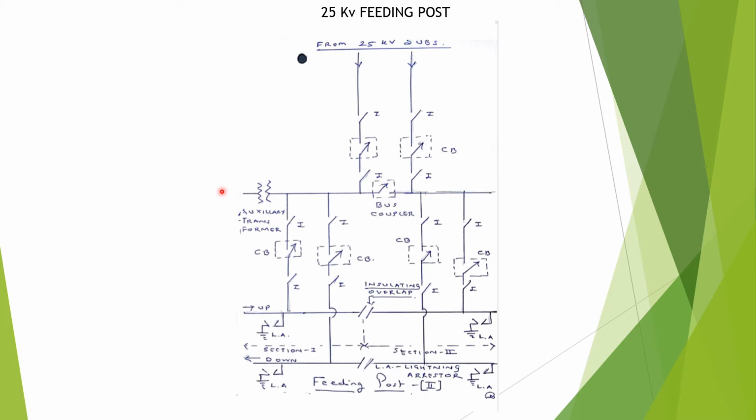In the feeding post, you also have an auxiliary transformer. So that auxiliary transformer is also there. The description of all these items or equipment in the feeding post is given in my next slide.